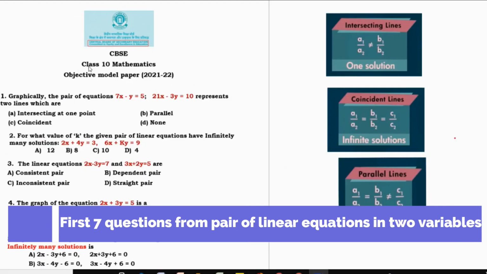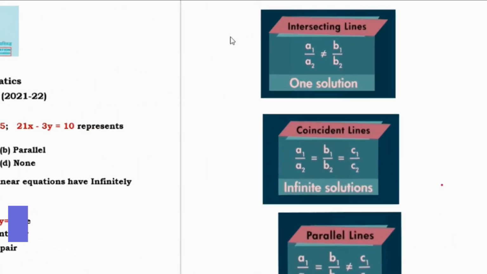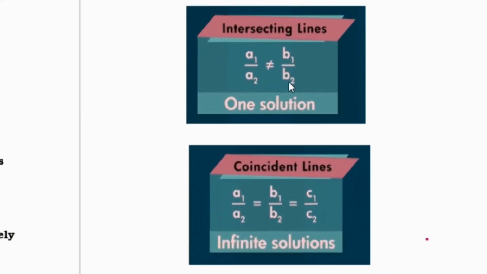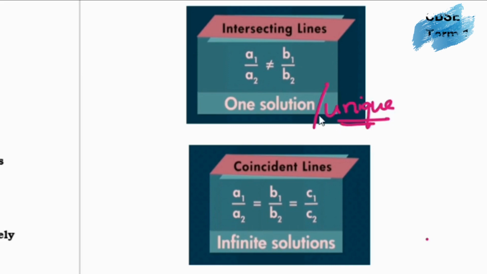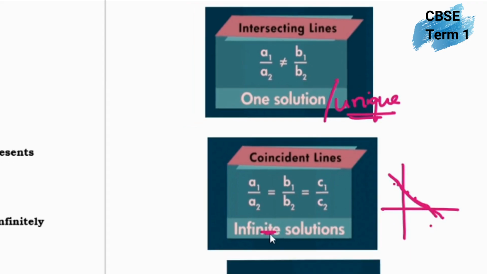We'll quickly recollect the concepts of pair of linear equations in two variables. If a1 by a2 is not equal to b1 by b2, the lines are intersecting lines and it has one solution. The technical name for one solution is unique. This word is important and you have to be familiar with it. If a1 by a2 is equal to b1 by b2 is also equal to c1 by c2, then the lines are coincident lines. It has infinite number of solutions. Coincident lines means they overlap on each other, and every point on the overlapping lines is a solution. So it has infinite number of solutions.